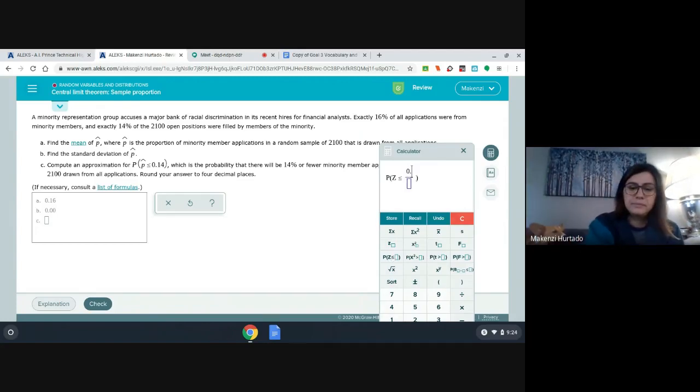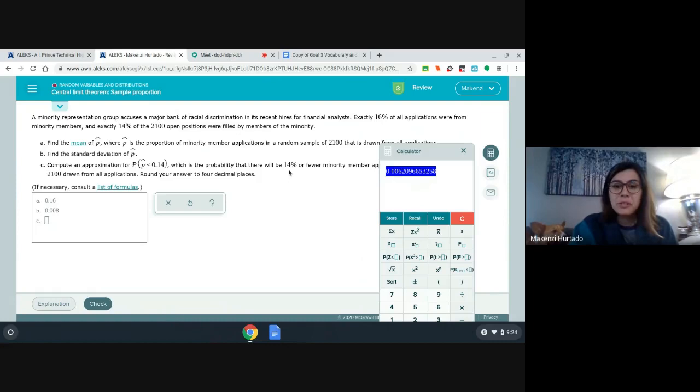The 14% minus the 16% over the standard deviation, which made me realize I forgot to write that. I forgot the 8. So the probability that 14 or fewer percent is 0.0062.